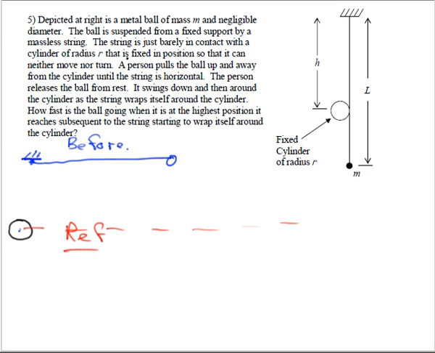I can say then that initially the height of the object above the reference level is just how high this point is above the center of the cylinder, so that's equal to h.